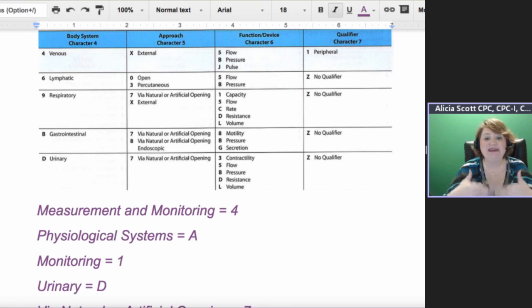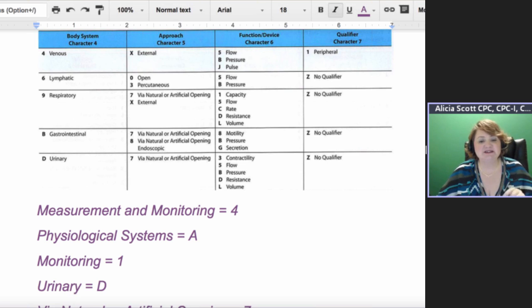Approach. How are we getting this information? How are we monitoring it? Well, via natural or artificial opening. Via natural would be you're urinating. There's no artificial opening there, but we have several choices, okay? And so 7 builds the next block. Function or device. All right.